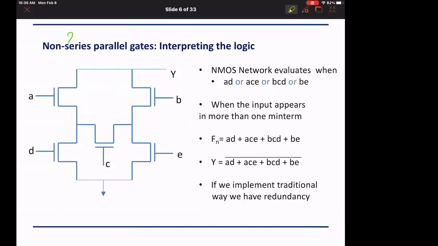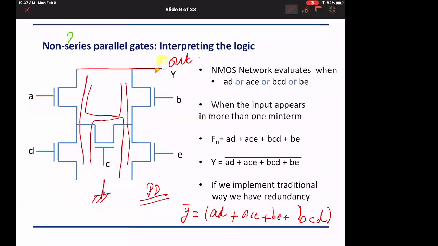AD, right? Or ACE, right? Or, sorry, I lost connection, sorry. Can you hear me now?